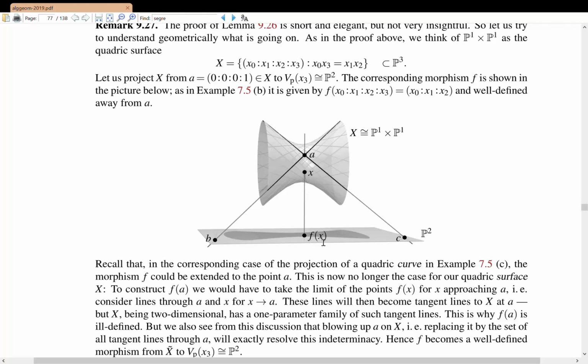Okay, now there's a couple places where this doesn't quite work. At these points B and C, which we talked about before, there's a problem because the line through C and A, the whole line is actually contained in this surface, right? So it doesn't intersect at 2 points, it intersects in the whole line. So that's a problem.